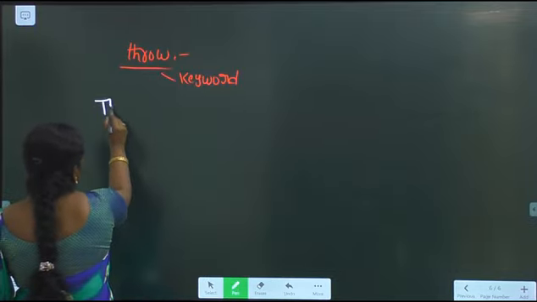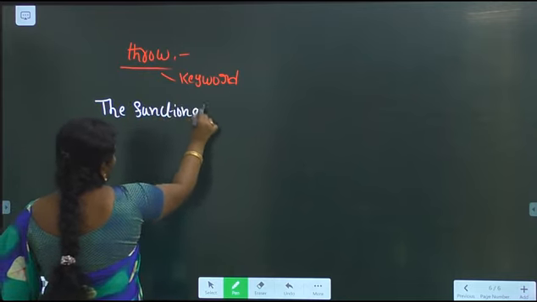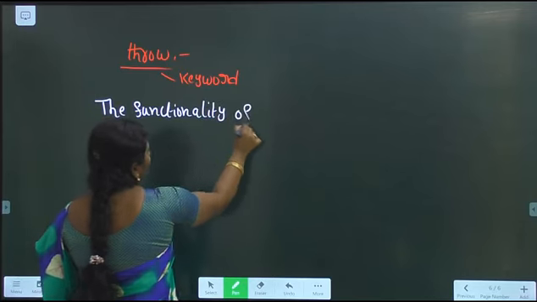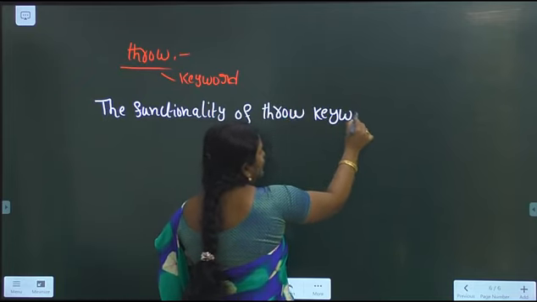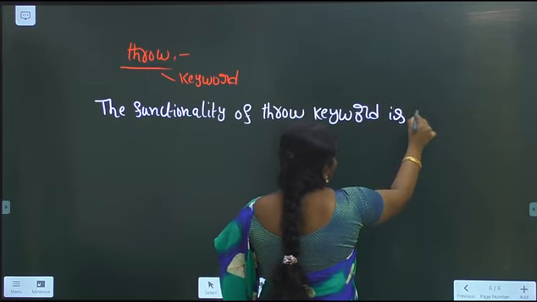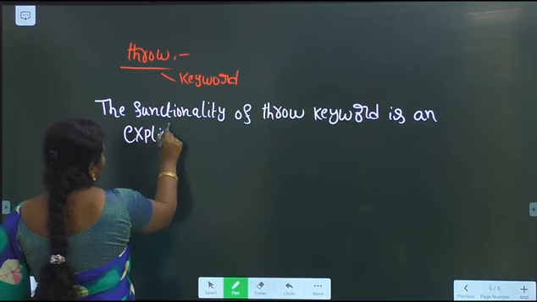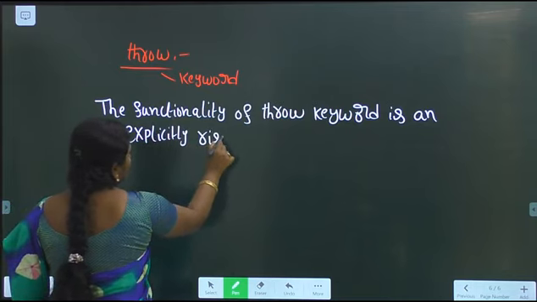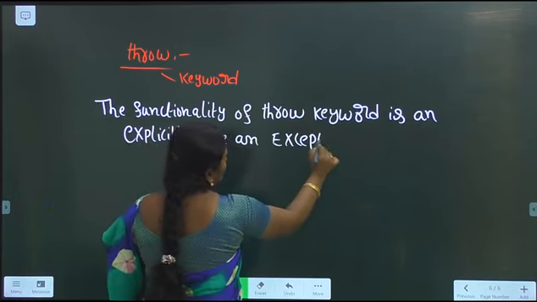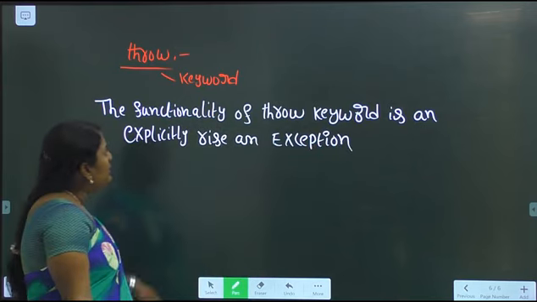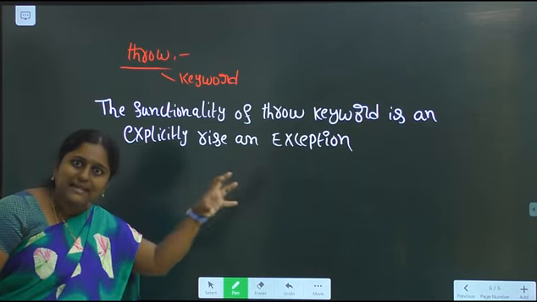The functionality of the throw keyword is to explicitly raise an exception. So throw is a keyword. According to the naming rules, the first letter should start with a lowercase letter. Here, what is the importance of the throw keyword? It explicitly raises an exception.